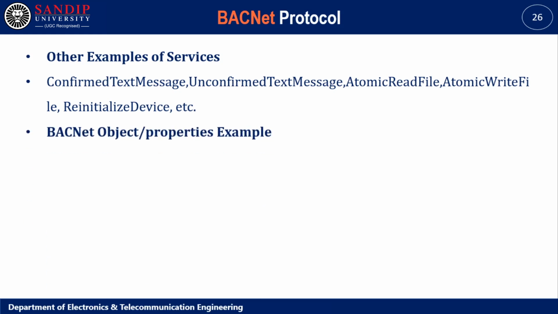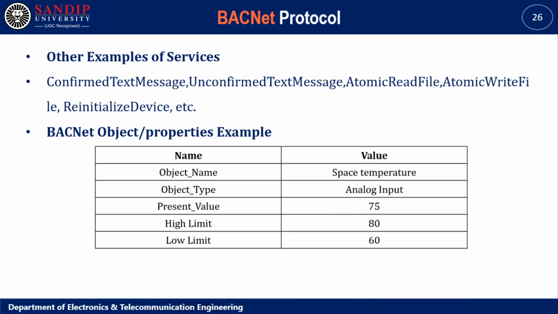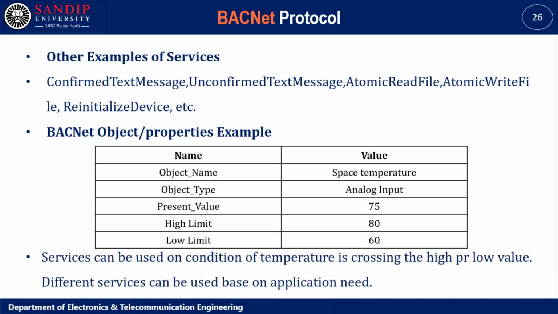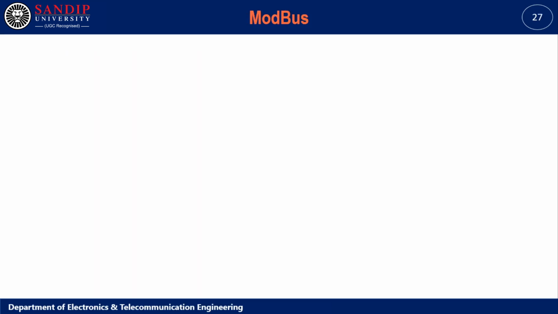BACnet object properties. For example, the table shows the name and value: object name is space temperature, object type is analog input, present value is 75, high limit is set to 80 and low limit is 60. Services can be used on the condition of temperature crossing the high or low value. Different services can be used based on application need.